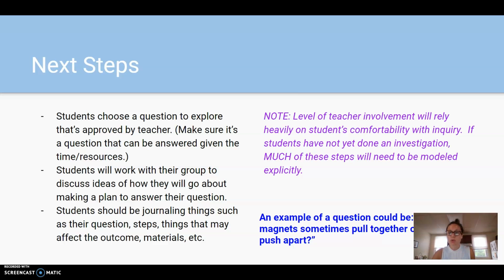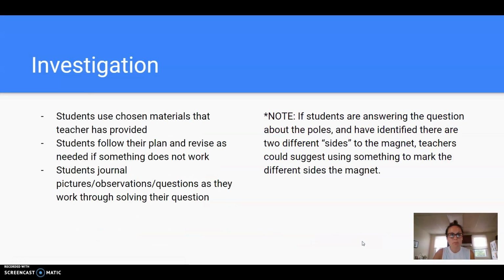So after we did that, what we would do next is, based off that list that I've created on the board, students would choose a question to explore that would have to be approved by me, and that would be able to be answered based on the time resources that are available to them. So they would work with their group to discuss ideas of how they would go about making a plan to answer their question, and then journaling their question, their steps, and anything else that they might need, like materials. Again, the level of teacher involvement is really going to rely on the students' comfortability with inquiry. So an example question of what students could answer is, why do magnets sometimes pull together or sometimes push apart?